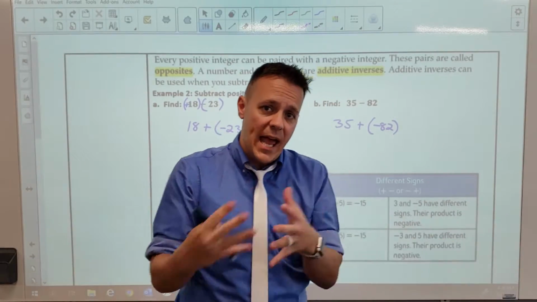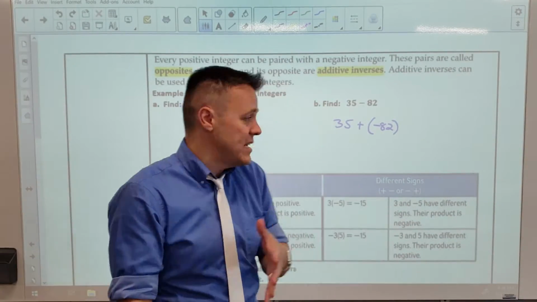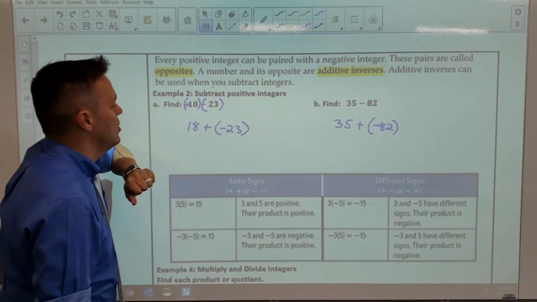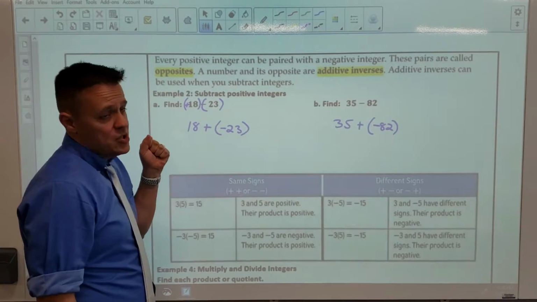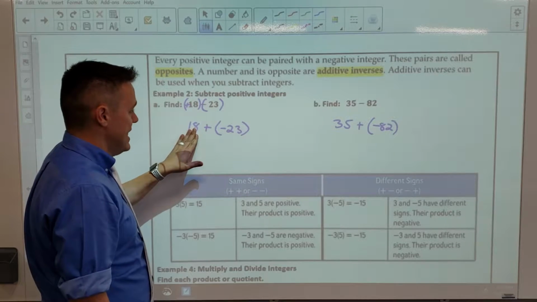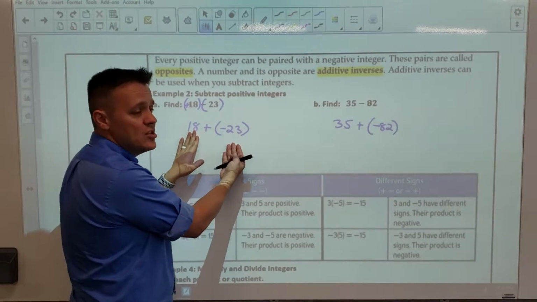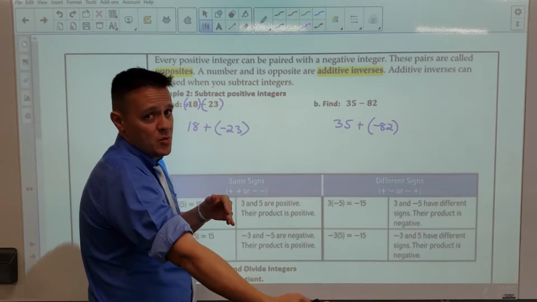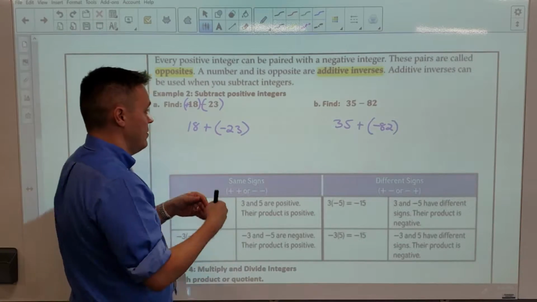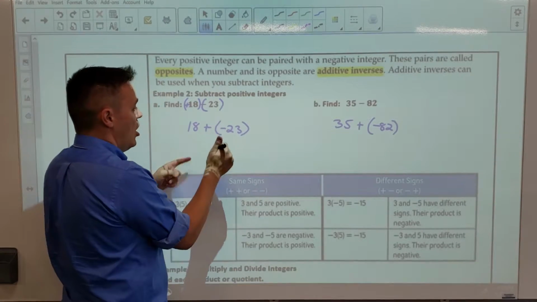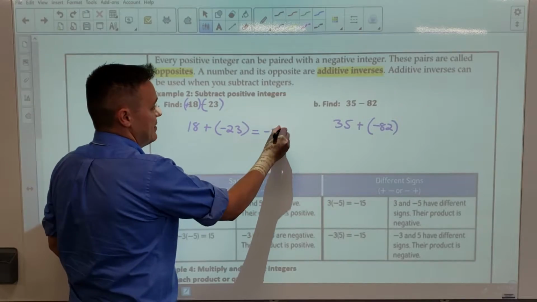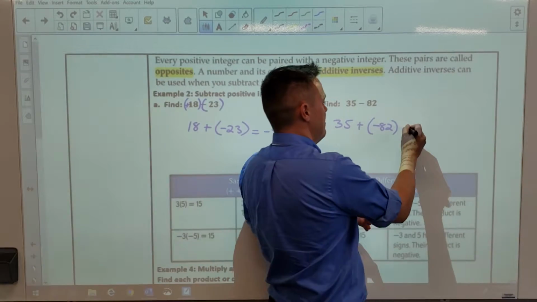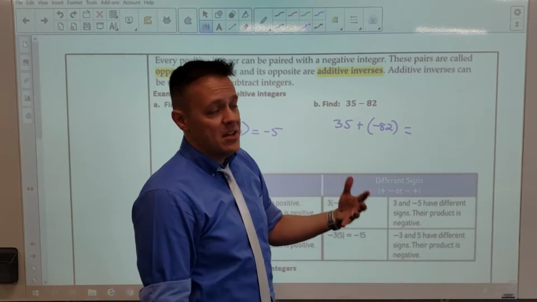So in algebra, you have to think of positive and negative numbers now. Say this is the same situation. If you had 18, but you spent $23, how much would you owe at this point? Because you spent more than what you had, you'd end up with negative 5. This one here is the same thing. You would have negative 82.